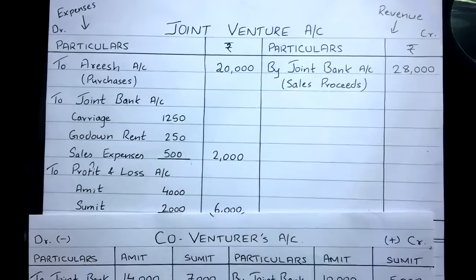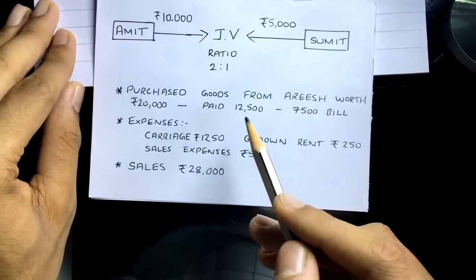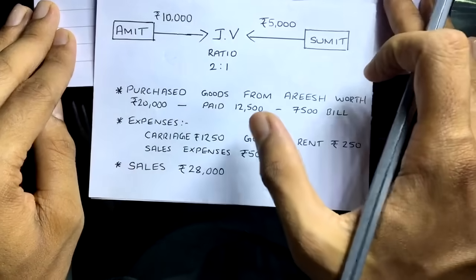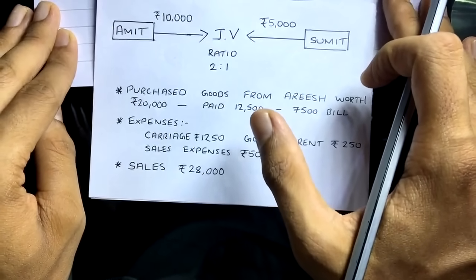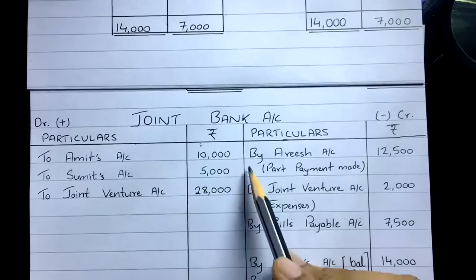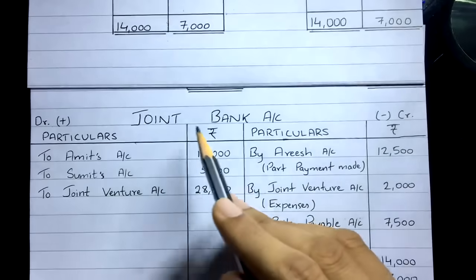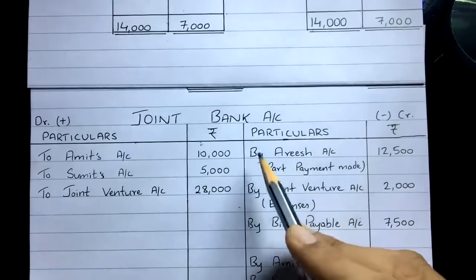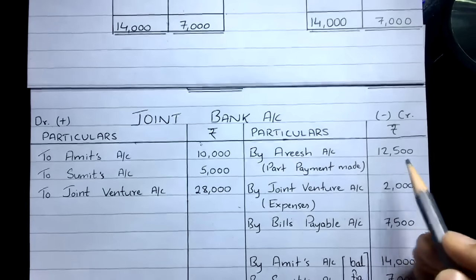All right, and then what happened? And then you see over here we have paid 12,500 to Arish. Yes, we have paid 12,500 to Arish, and that payment is done from the joint bank account. Yes, always all the payments will be done from the joint bank account. So immediately you have to go to the joint bank account. See, by Arish account 12,500. If payment is being made, that means joint bank account is getting reduced. The payment is done, right? So it is getting reduced. So credit because of Arish, the payment is done to Arish. So it will come by Arish account 12,500.